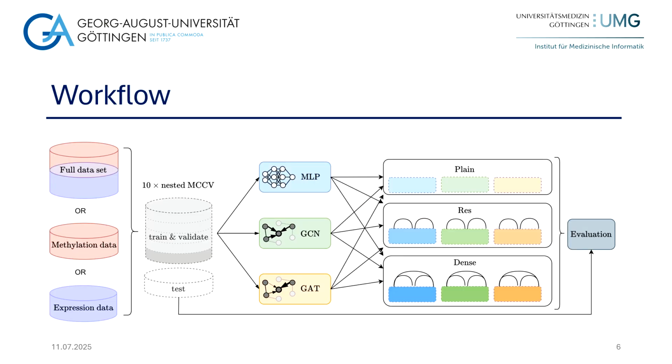Here you can see the structure of our benchmark. In the middle, you see the three different models we tested. An MLP as baseline model, which does not use the graph structure at all. And then the graph neural networks GCN and GAT, where the GAT is a specific version of GCN with added attention heads. We use these three models combined in three different variants: in a plain version, but also with residual and dense connections each. These 9 model variants are then tested on 3 different data modalities, the full data set, or only the methylation, or only the expression data.